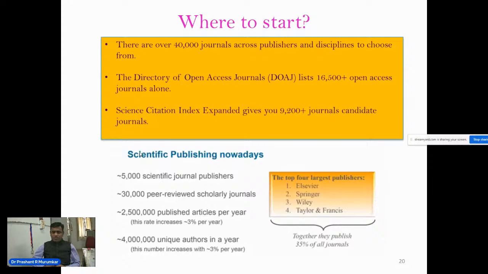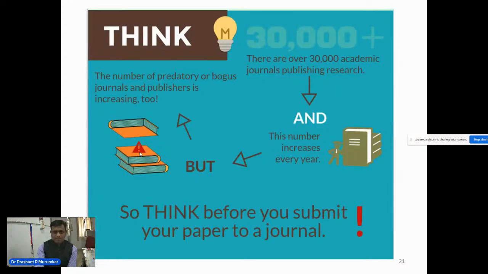Then 30,000 peer-reviewed scholarly journals are there. More than almost 25 lakh articles are published per year, and you will find that many new authors contribute. The unique authors in a year would be more than 40 lakh. Can you imagine? So this is how the publication is going on. So the question is where to start, from where to choose. That is the question. So there are certain tools which can be used to identify the journal.